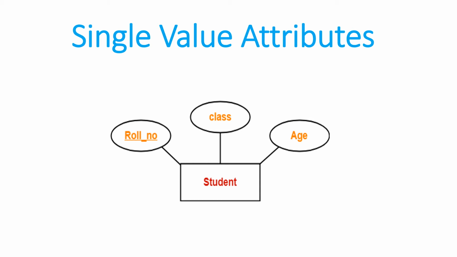If you go to the employee table, employee ID is a primary key attribute. If you go to the account table, account number is a key attribute. So it is very important to have a key attribute in the table.